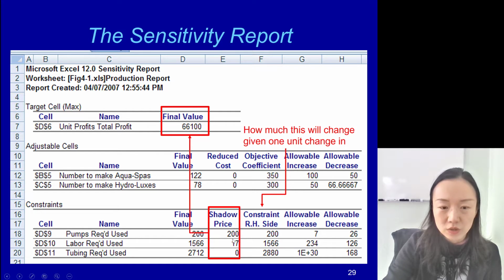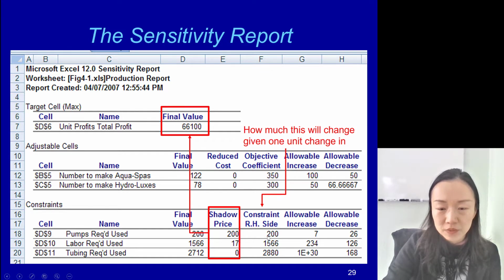Okay, so in this table here, it lists the final value of your left-hand side and your right-hand side value. And in between these two, there's this column called the shadow price. And this shadow price indicates how much impact this right-hand side change will bring to this objective function value.